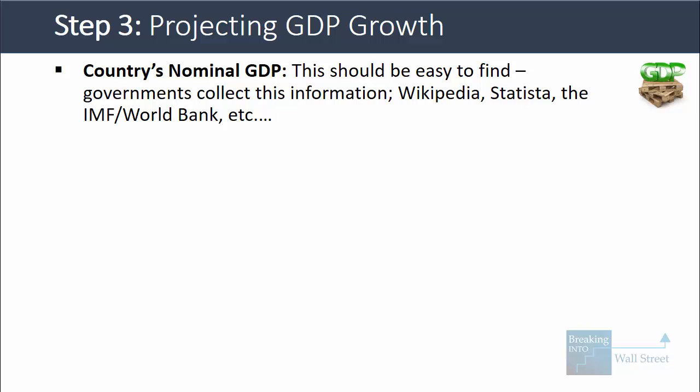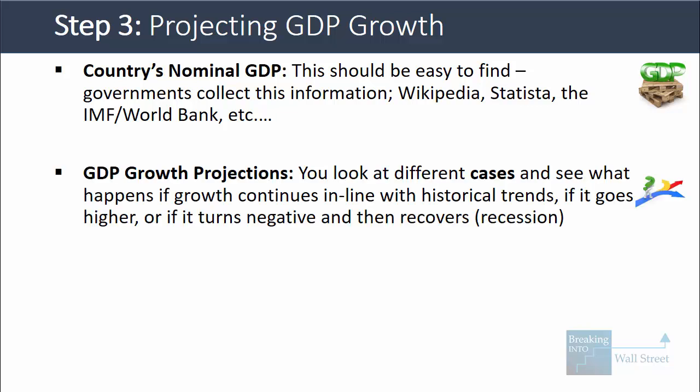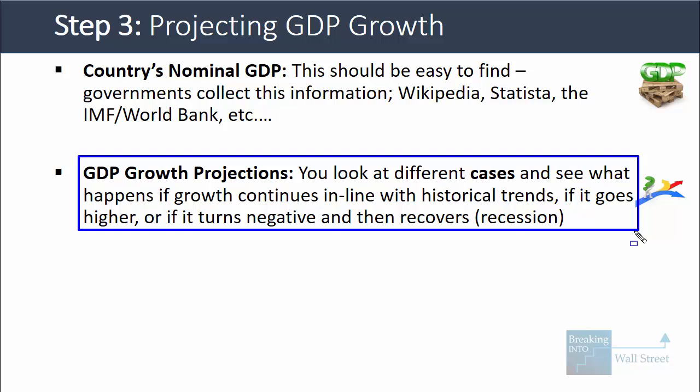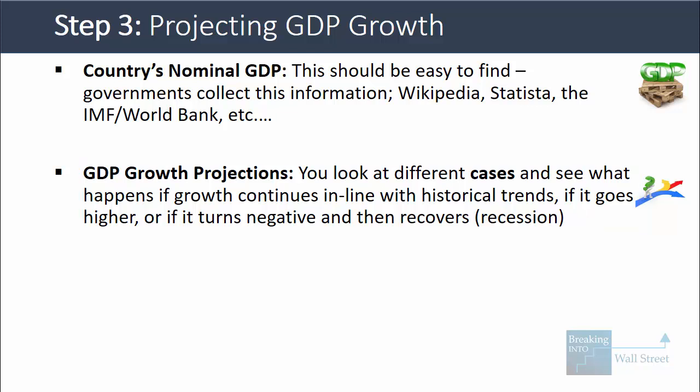Once you have those estimates for the historical rates, you have to project them going forward. Typically in bank models, you will look at different cases and see what happens if their growth continues as is, if it goes higher than expected, and also if it goes negative and lower than expected, and then there's some type of recovery. So you like to look at scenarios where there is a recession and a recovery, where there is relatively low growth, and when there is higher than expected growth.